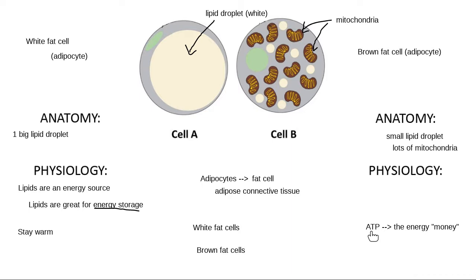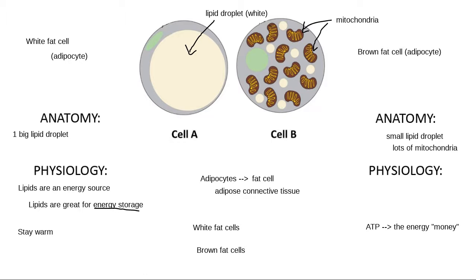So when we think about a brown fat cell, it's full of mitochondria. Mitochondria can take things like sugar, can take things like lipids, and they can turn them into ATP. And ATP is the kind of energy that your cell uses to do things. So when we talk about a brown fat cell or a brown adipocyte, this is a cell that has a whole bunch of mitochondria. What does that tell me about that cell, about its physiology? If a cell has a lot of mitochondria, what is it doing?